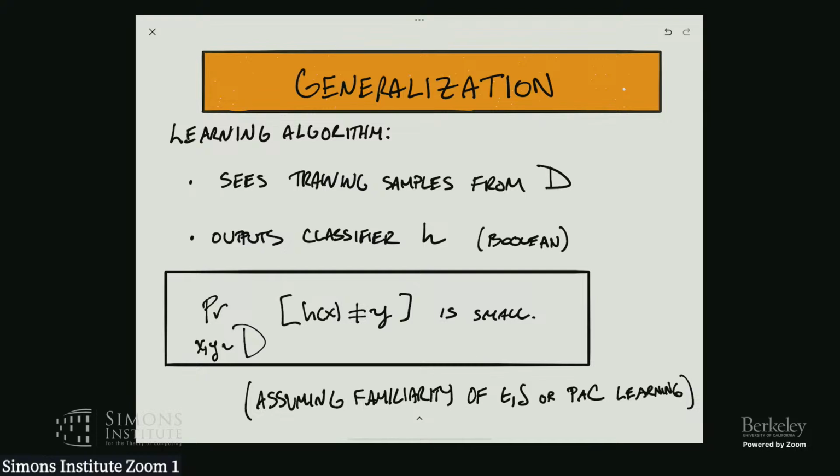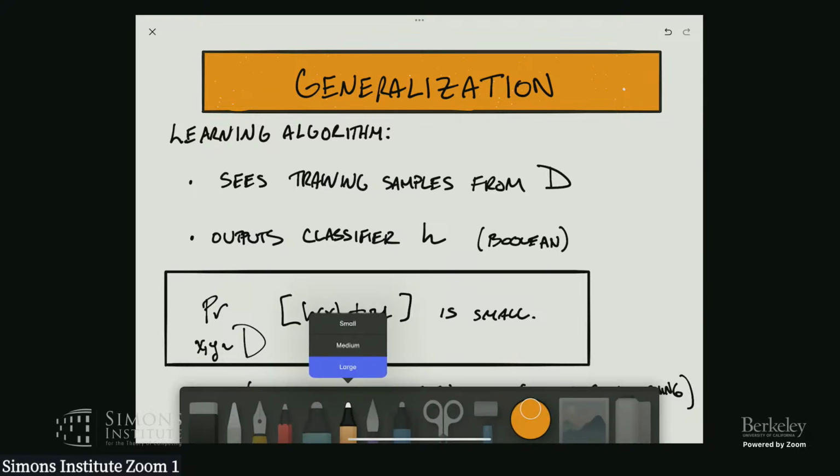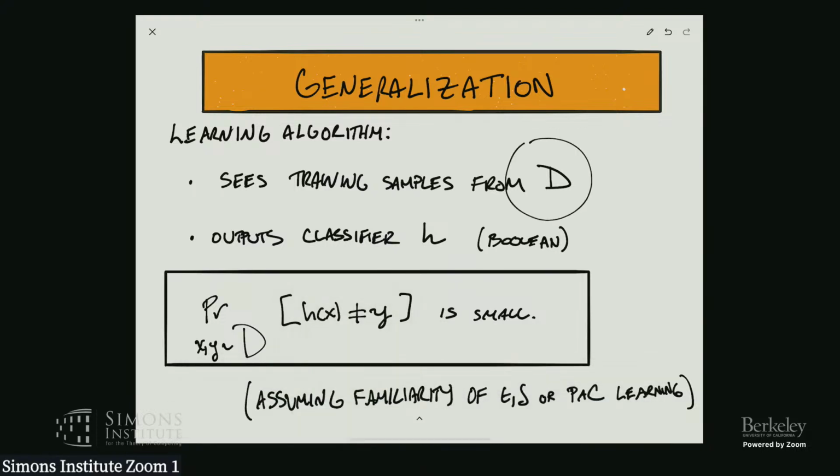Throughout the talk, I'm going to be assuming some familiarity with epsilon-delta learning or PAC learning. The key thing I want to emphasize is that when we think about generalization, we default to the case where the training distribution equals the test distribution. Rob, maybe you tell me if I'm wrong, but that is what you were thinking about in terms of boosting. And I think it's what most of us think about.